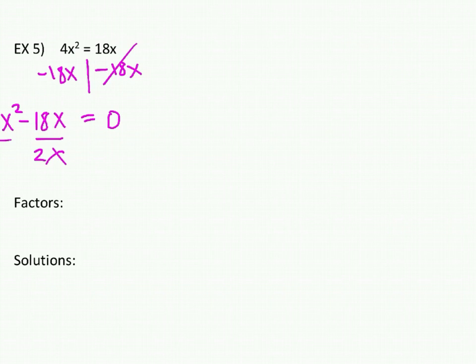Okay, well here, 4 divided by 2 is 2. I'm going to go ahead and move my work over here. x squared divided by x is x. So 4x squared divided by 2x gives me 2x. Now I need to take negative 18x and divide it by 2x. Well, the x's cancel. Negative 18 divided by 2 is a negative 9.